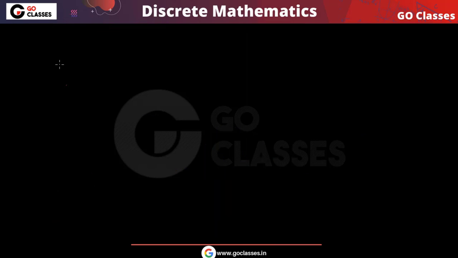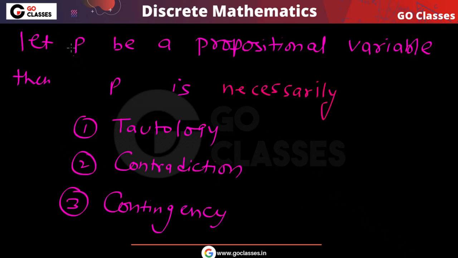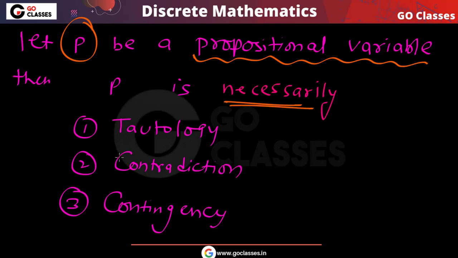One more point I want to make. For example, if I ask you, let's assume p is a propositional variable, then what can you say about it? Is it a tautology, contingency, or contradiction? So read this question. Let p be a propositional variable. Then p is necessarily a tautology, contradiction, or contingency. So what should be the answer?